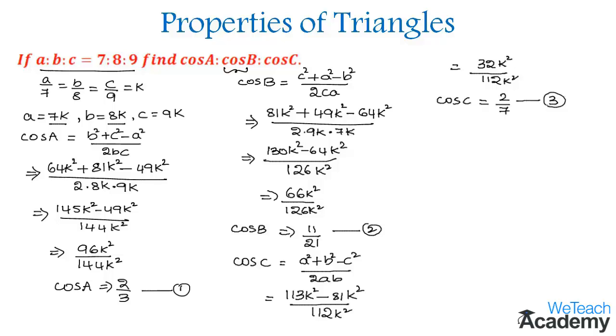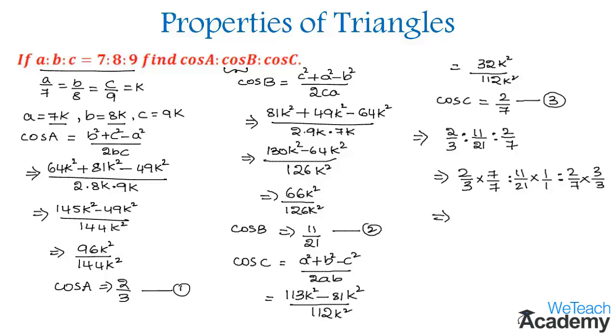By using all these equations we can find the ratio of angles. The ratio would be 2/3 is to the value of cos B, which is 11/21, is to the value of cos C, which is 2/7. Now let us get a common denominator. In order to do that, let us multiply the first fraction by 7/7, the second by 1/1, and the third, 2/7, is multiplied by 3/3.